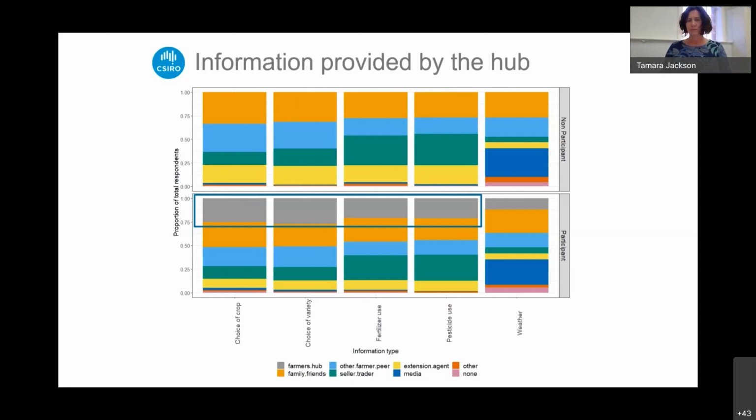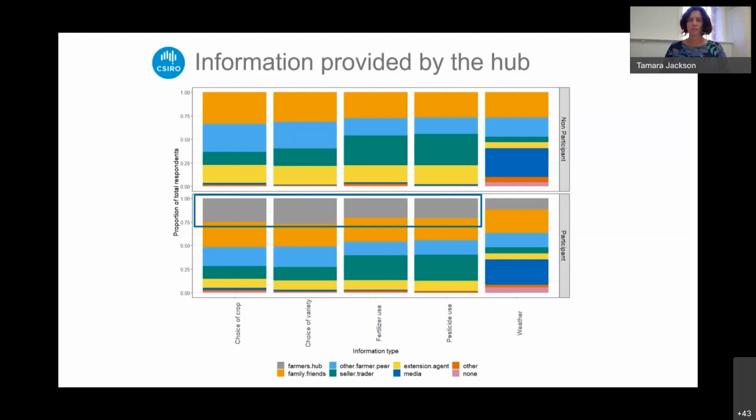So we know there are a diversity of sources for agricultural information that any one farmer may access. And as part of our survey, we mapped which types of information are being provided by the hub and which types are being provided by other information sources. So that's things like family and friends, peer-to-peer through other farmers, from sellers and traders, and also through extension agents.